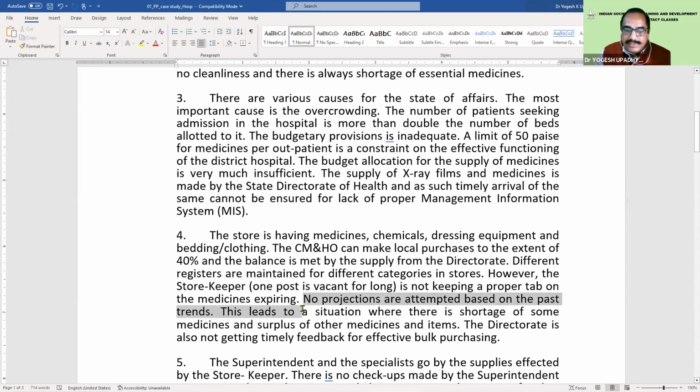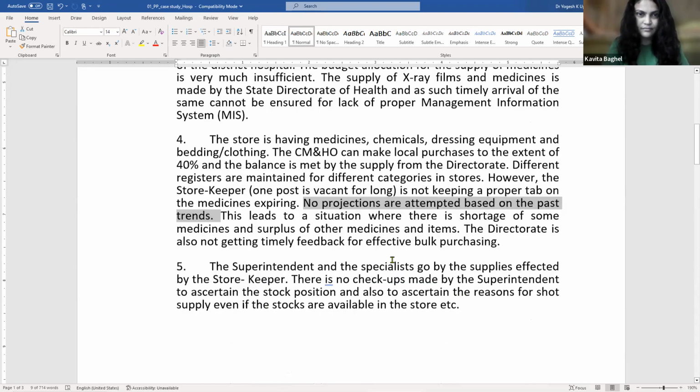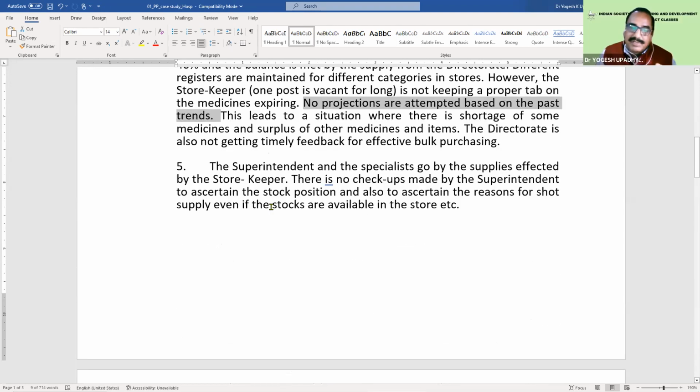See, no projections are attempted based on past trends. And here it is forecasting and all. It is a good attempt given the time you had. But if you read it 2-3 times, you will come to know many problems in this. No projections are attempted based on past trend. Now past trend comes under analytical skills, data management, and also behavioral problems. Okay. Yes, sir.